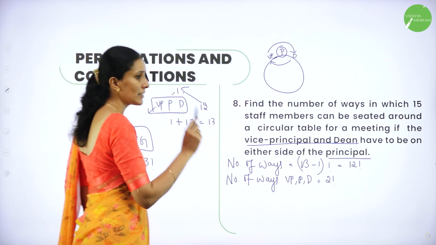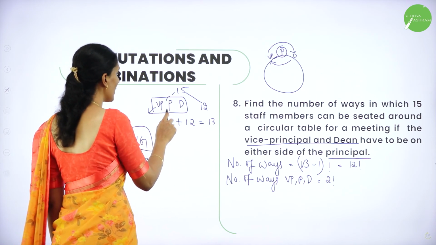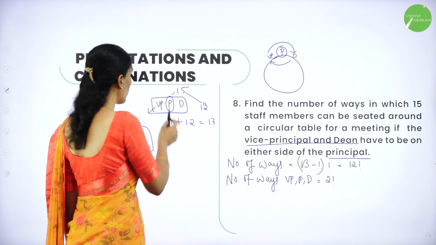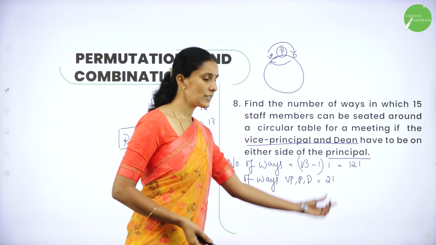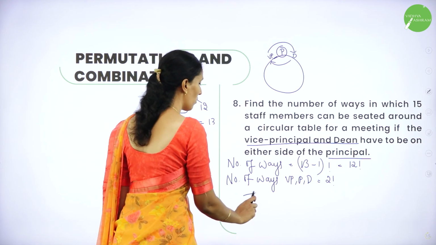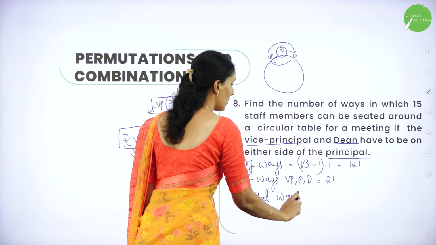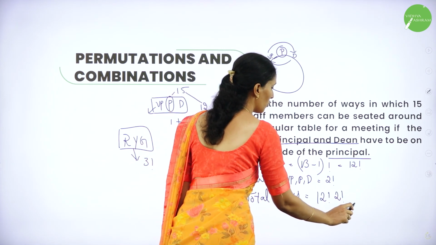But here the principal has to be in the middle of the vice principal and dean. So the place of the principal is fixed, and we cannot count him. So only the vice principal and dean can change their places. Therefore it is 2 factorial. So my total number of ways for this circular permutation will be 12 factorial into 2 factorial.